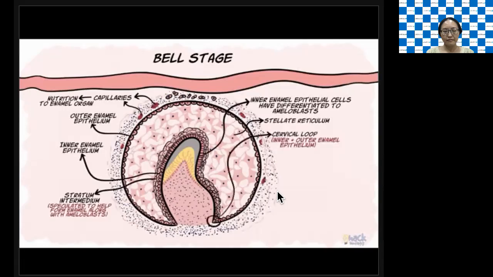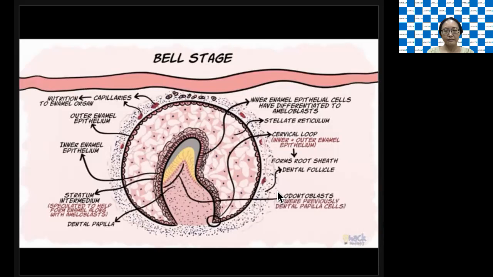The rim of the enamel organ at the cervical region, where the inner enamel epithelium meets the outer enamel epithelium, is called the cervical loop. The cervical loop is an important part of the tooth germ in that it gives rise to a root sheath, which proliferates to form the root. The cells below the concavity are called the dental papilla, and those surrounding the enamel organ and the dental papilla constitute the dental follicle. The dental papilla cells near the inner enamel epithelium differentiate under their influence to become odontoblasts.